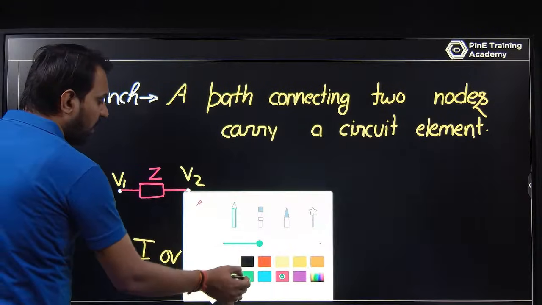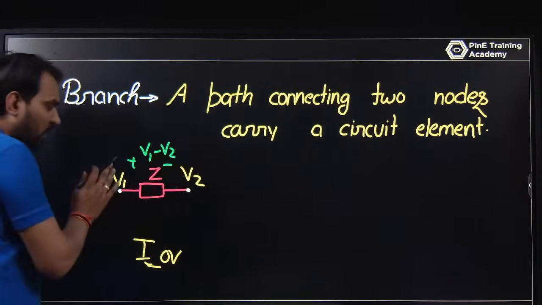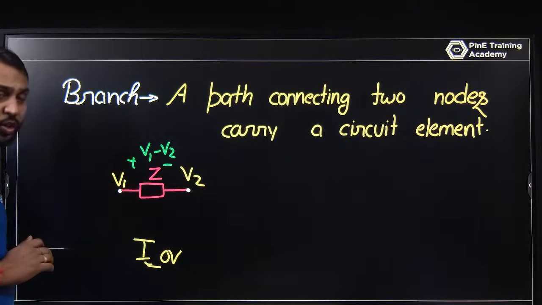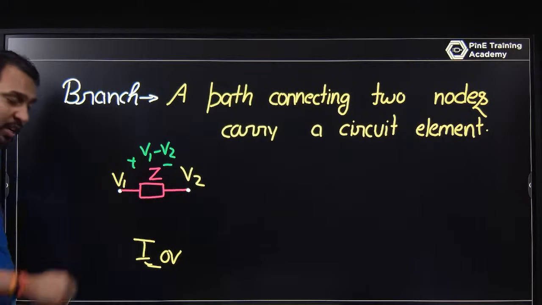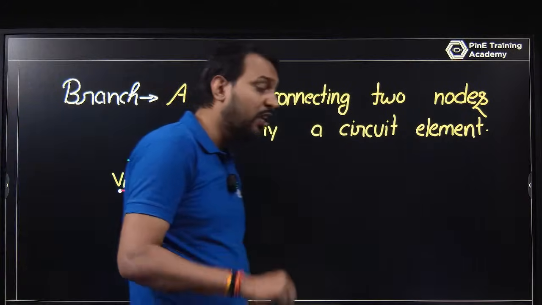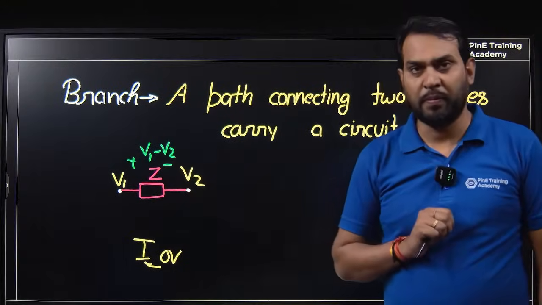The voltage will be V1 minus V2. If V1 is greater than V2, it is a positive sign. If V2 is greater than V1, it will have a negative sign, meaning the sign is opposite. We are assuming opposite sign. It depends on the V1 and V2 values.